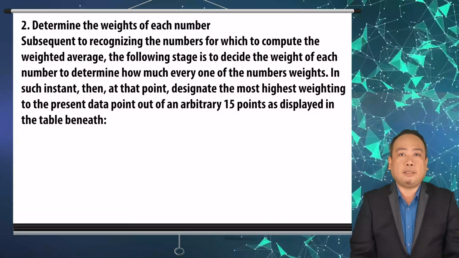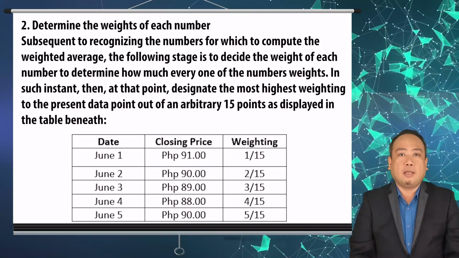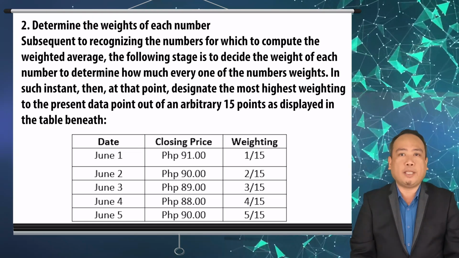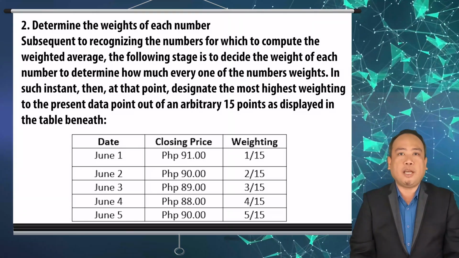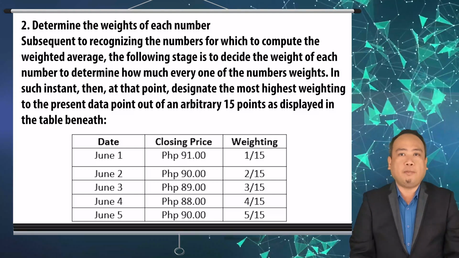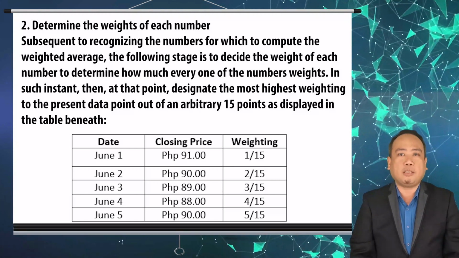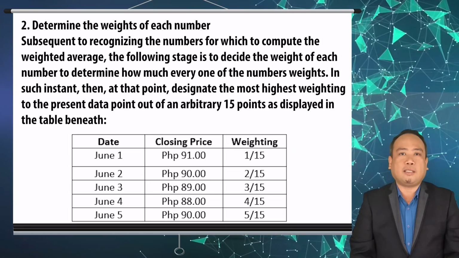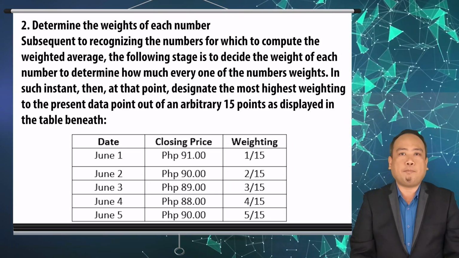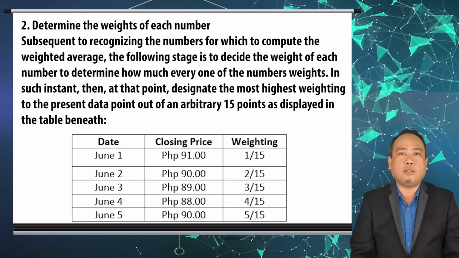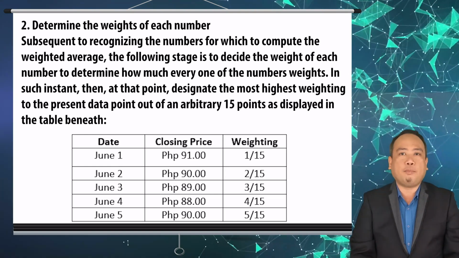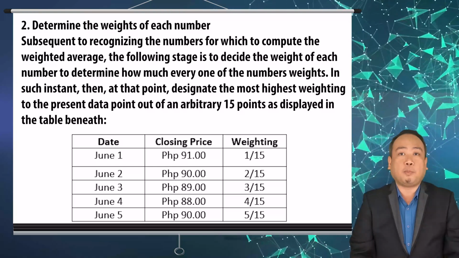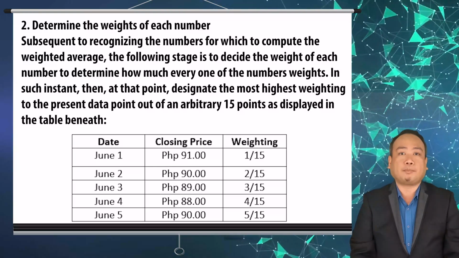Next, determine the weights of each number. Subsequent to recognizing the numbers for which to compute the weighted average, the following stage is to decide the weight of each number to determine how much every one of the numbers weighs. In such an instance, designate the highest weighting to the present data point out of an arbitrary 15 points as displayed in the table.